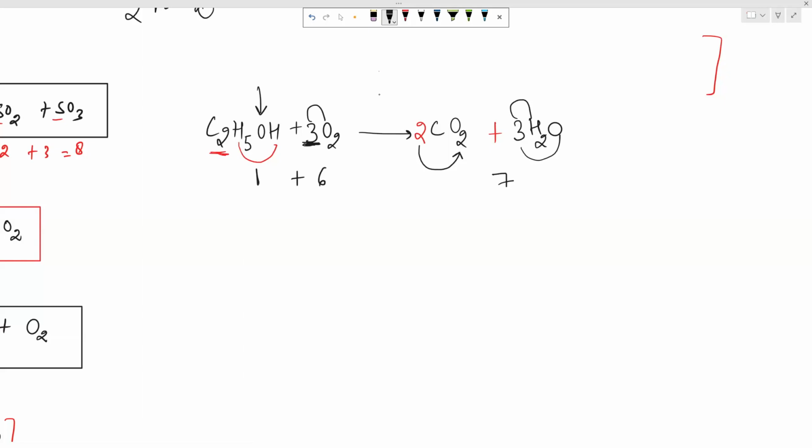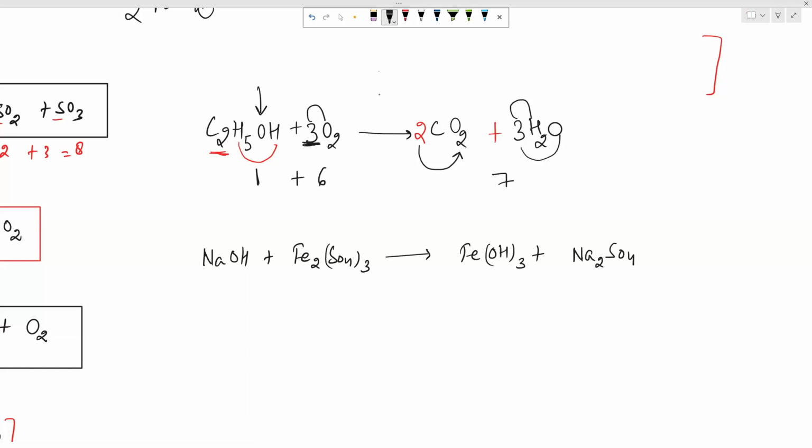Try to balance this one. NaOH plus Fe2(SO4)3, it gives you Fe(OH)3 plus Na2SO4.